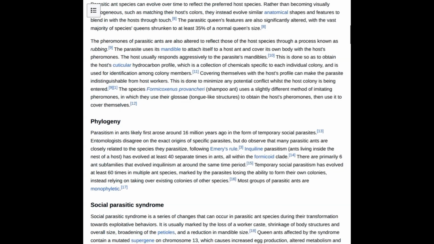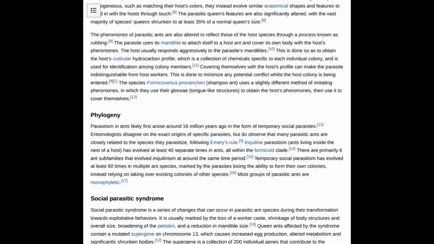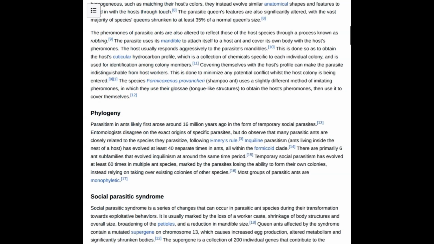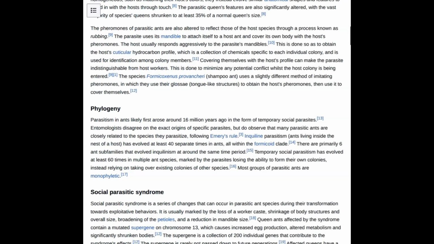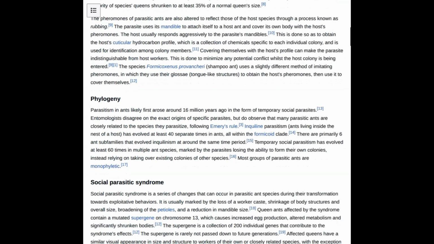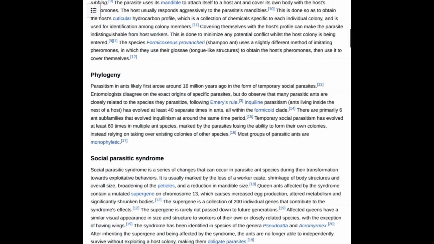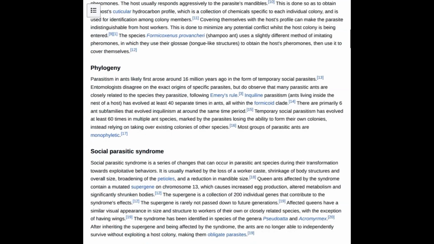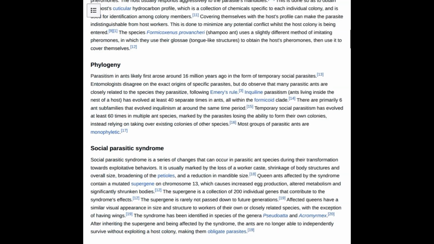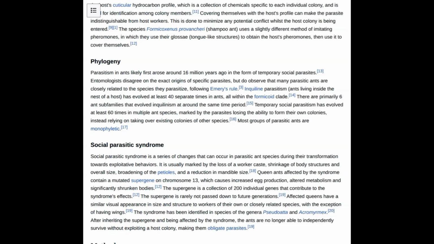The species Formicoxenus provancheri, shampoo ant, uses a slightly different method of imitating pheromones, in which they use their glossae, tongue-like structures, to obtain the host's pheromones, then use it to cover themselves. Parasitism in ants likely first arose around 16 million years ago in the form of temporary social parasites. Entomologists disagree on the exact origins of specific parasites, but do observe that many parasitic ants are closely related to the species they parasitize, following Emery's rule.